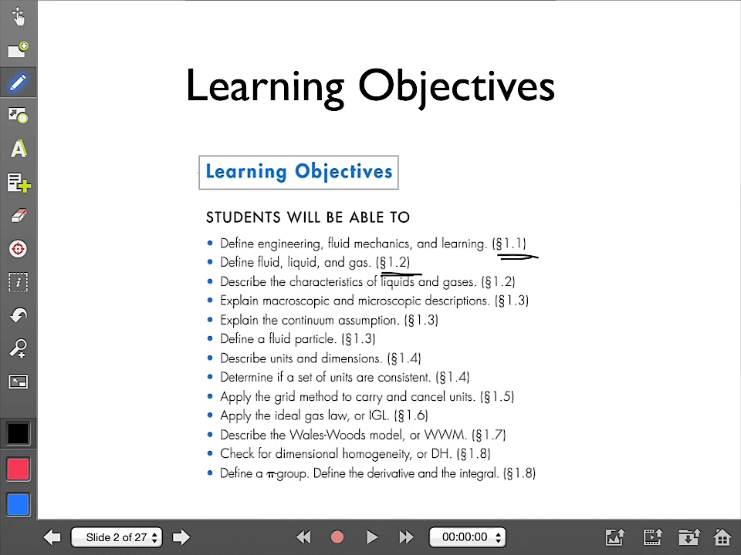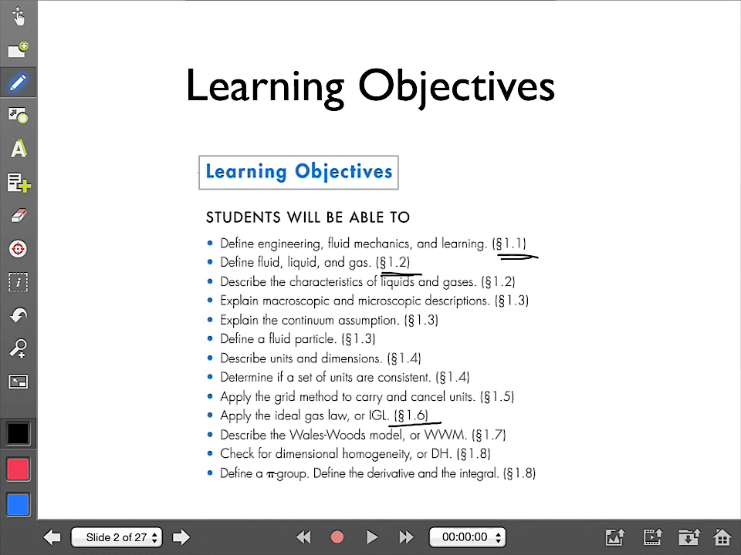I also note that Section 1.6 here is a little bit misplaced, but I think we'll return to this again in Chapter 2, but we will go through a discussion of the ideal gas law in this chapter as well.